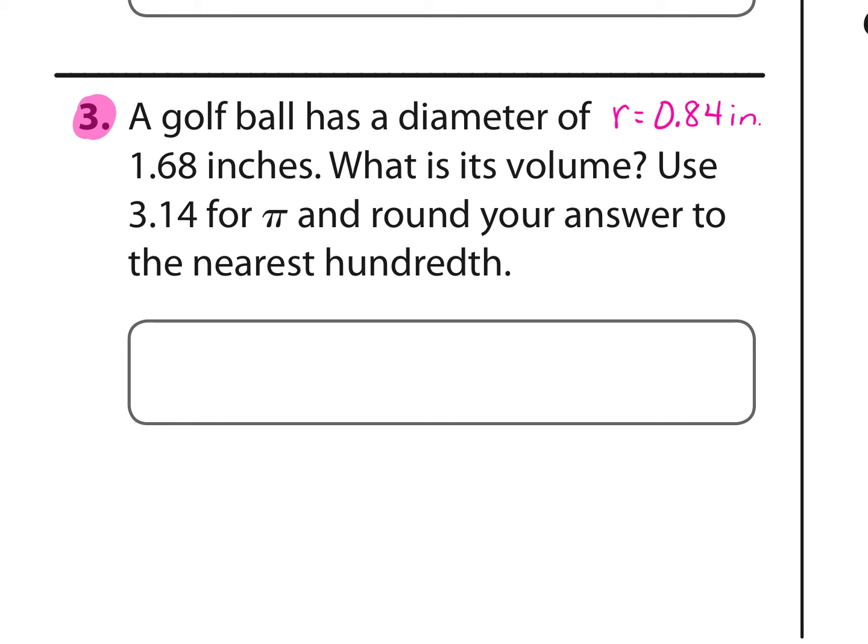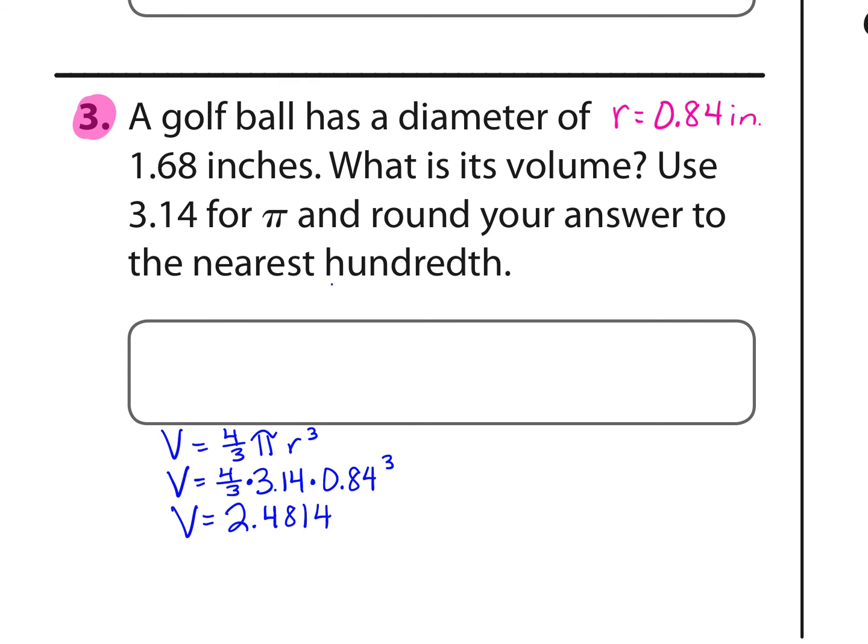So let's start with our formula for volume. V equals 4/3 pi r cubed, since we're dealing with a ball, which would be a sphere. And so we're just going to plug into this formula 4/3 times 3.14 times 0.84 cubed. And when we multiply that through, we get 2.4814, and it just keeps on going. But to the nearest hundredth, that is about 2.48 cubic inches.